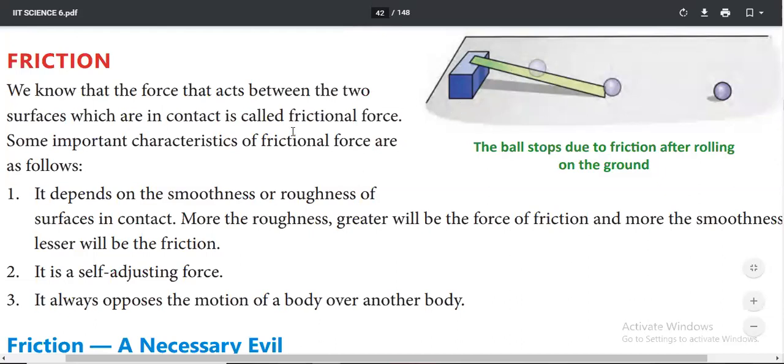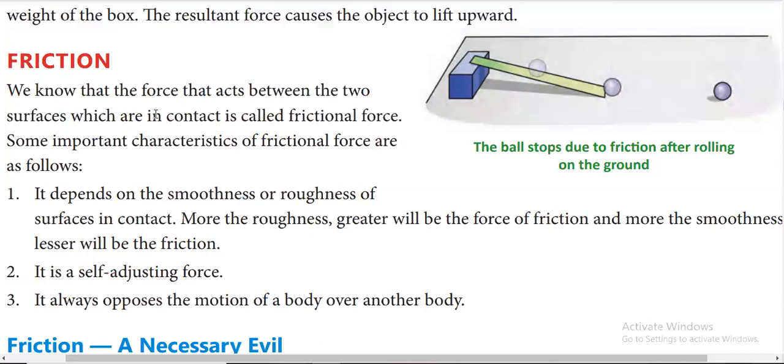Science IIT. Okay. From the last few videos, we will continue with our second chapter of science IIT, that is force. In this chapter, we discussed the different types of force. Another force works between two surfaces. This contact force is called friction force. What we call friction force or friction.